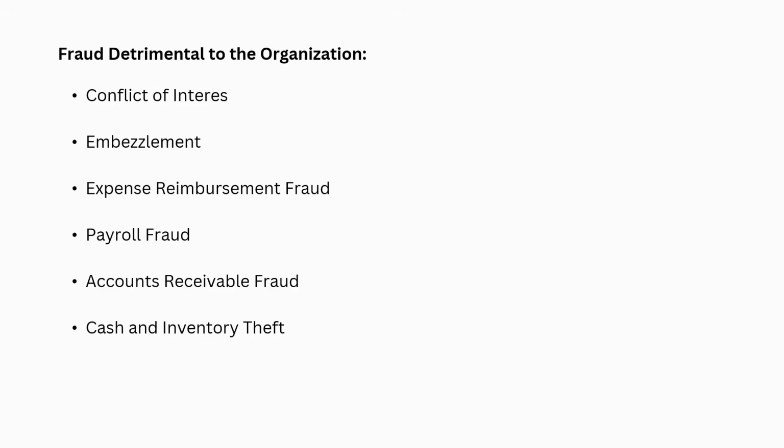So here are some points, like conflict of interest, where an employee has a hidden personal economic interest in a transaction that hurts the company. Then embezzlement is stealing money or property and falsifying records to hide the act. Expense reimbursement fraud is claiming fake expenses, non-existent meals, or personal travel. Payroll fraud is manipulating payroll by creating ghost employees or faking hours worked.